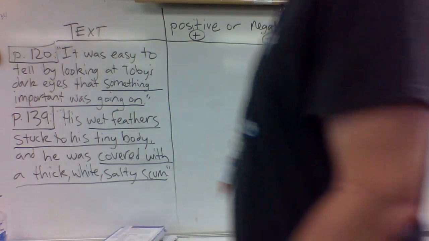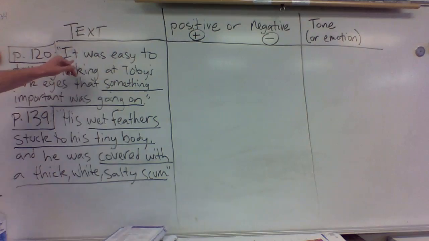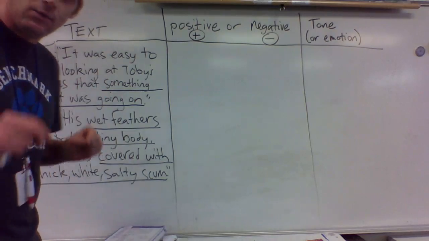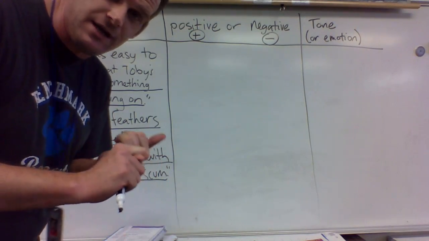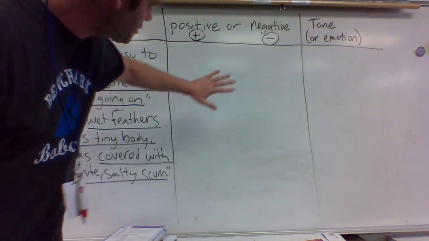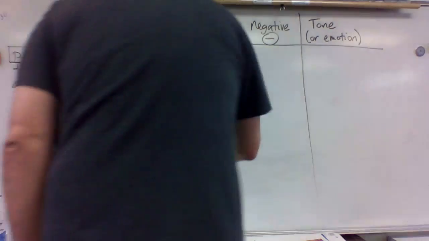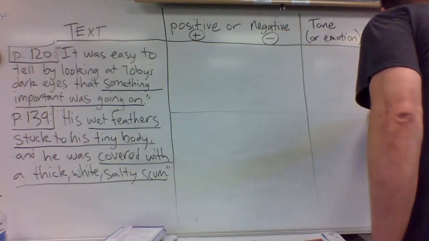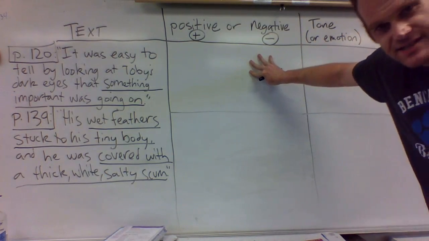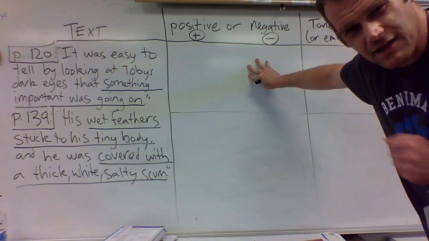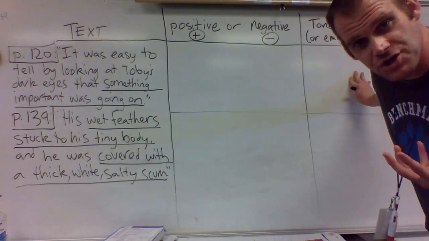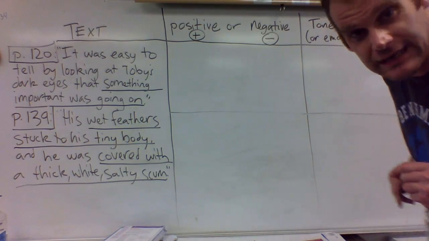If you'll take a look, right here on page 120, I have underlined the parts of this passage in which we're trying to figure out if the author is trying to use terms that have a positive or a negative association. That will be right over here, okay? And then we also want to try to see what kind of emotion. Yes, we can say that the word or the phrase has a negative or positive association, but we need to also think about what kind of emotion the author is trying to invoke in the reader, okay?